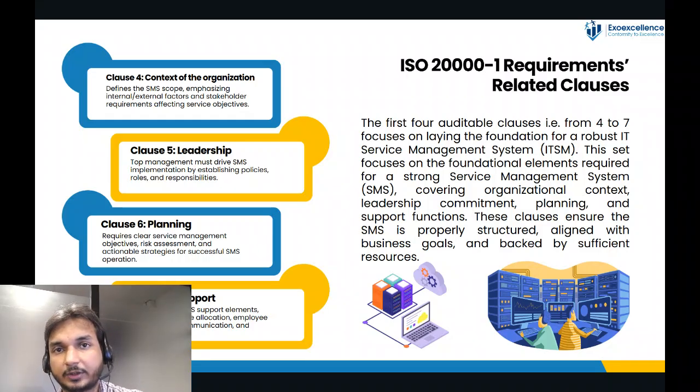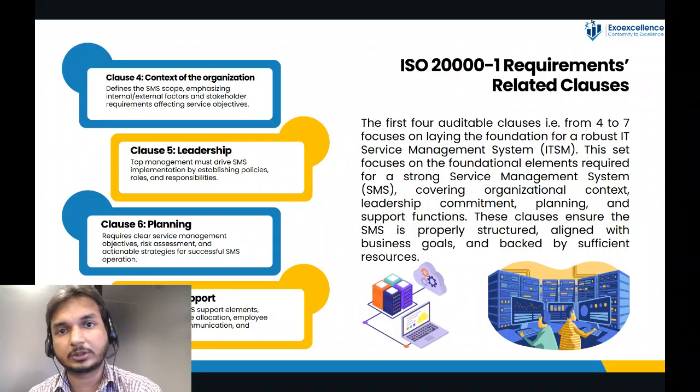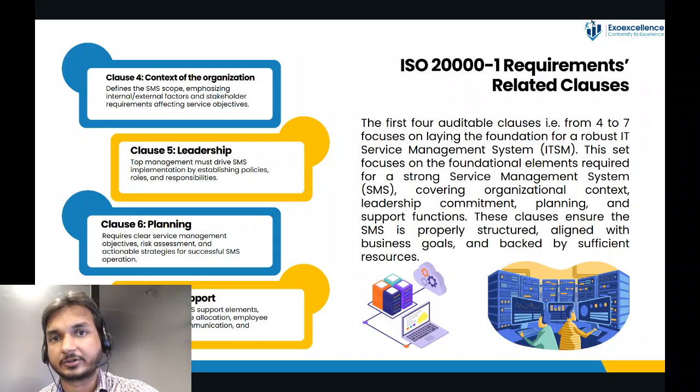Leadership is very important. It is the nucleus of the standard. Without the leadership support, you are not going to implement the ITSM. Senior management, therefore, or top management must actively support and commit to the service management system. The leadership needs to define the roles, responsibilities, and service accountability across the organization.